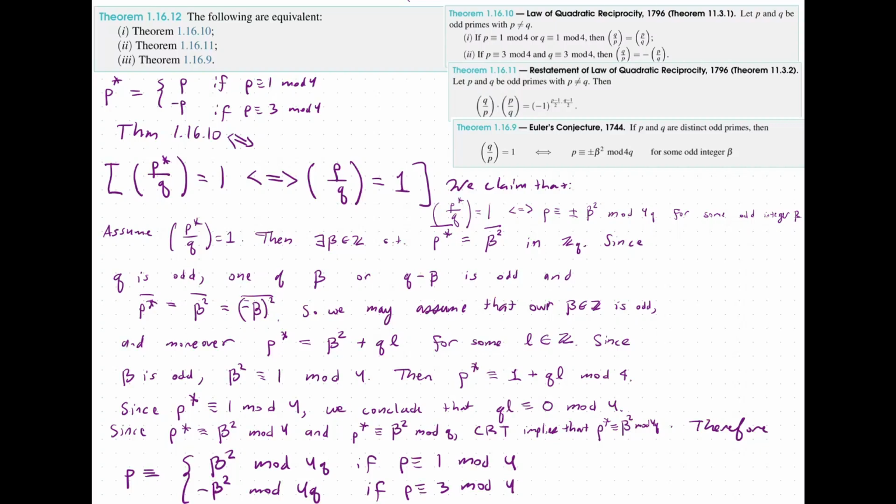And that finishes the proof, because what we have now done is a string of equivalences. Indeed, this here is equivalent to p star being congruent to beta squared mod 4q. But now if p star was congruent to beta squared mod 4q, then we have p star is congruent to beta squared mod q. So p star is a quadratic residue modulo q. So p star on q is equal to 1, and so we have our chain of equivalences, and so that concludes it for the fact that all these statements are the same. And so the law of quadratic reciprocity, we have 3 different statements.